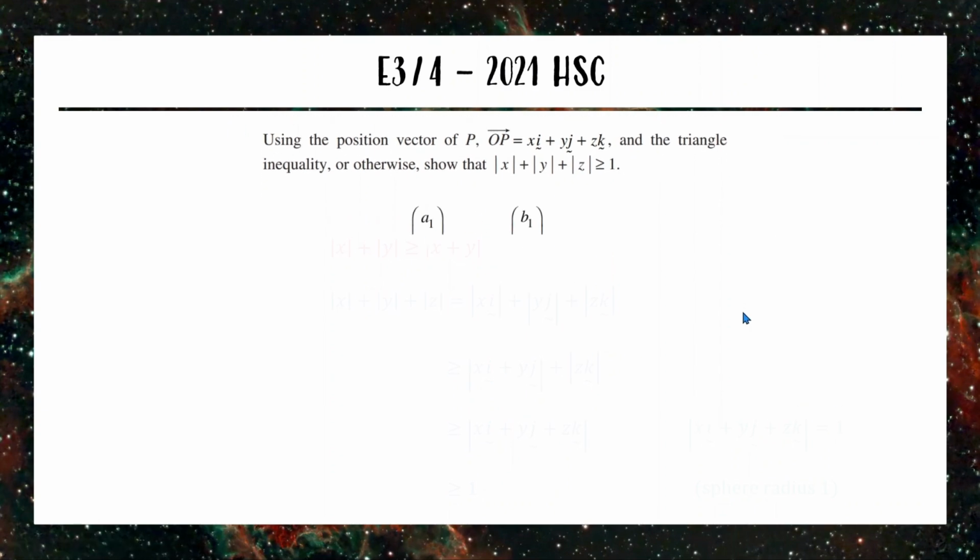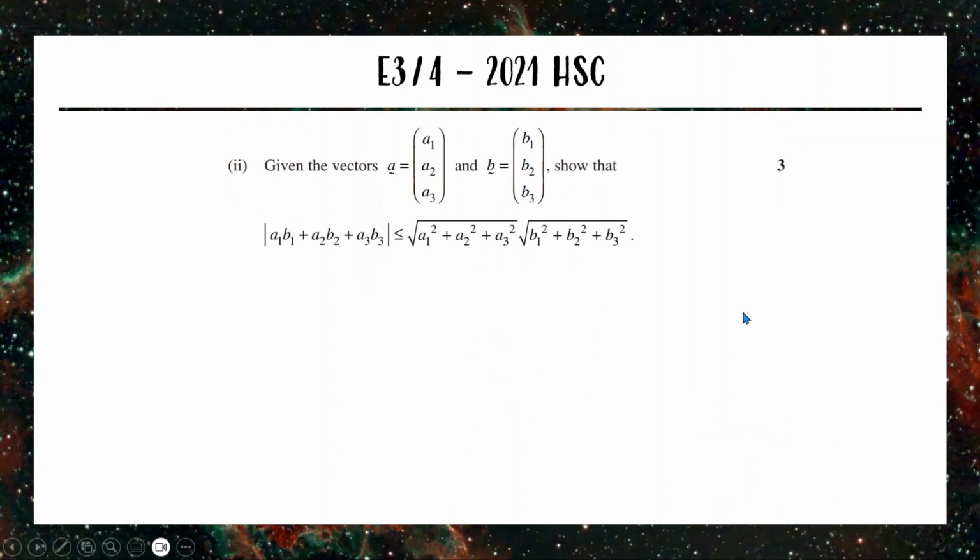Okay, on to part 2, which again looks hectic, but it's actually not too bad for 3 marks. Given the two vectors a and b, show that the magnitude of all the things times together is less than or equal to this and this. Okay, so this question is all just a game of do you recognize what's going on here?